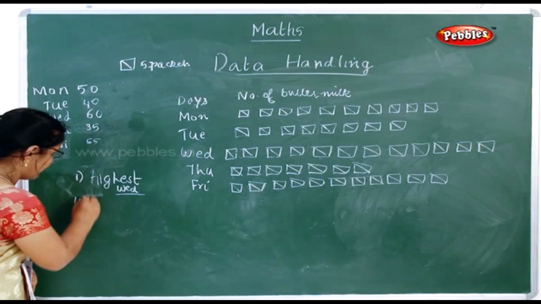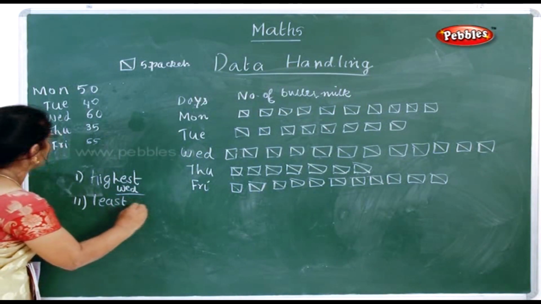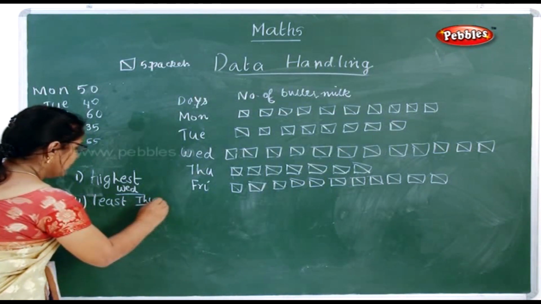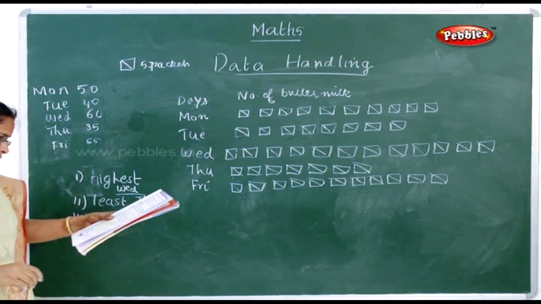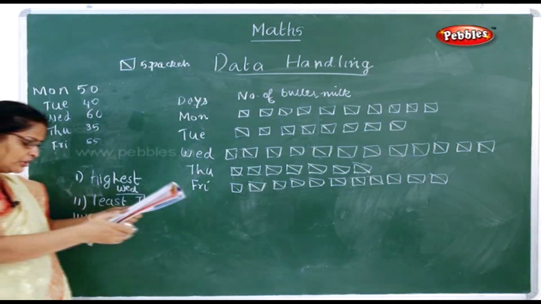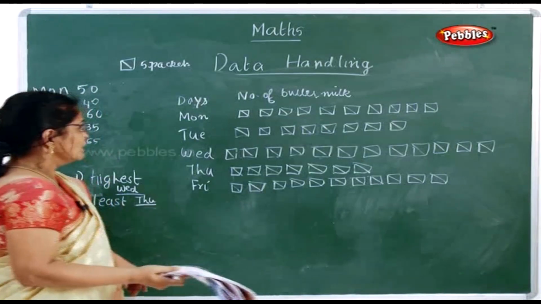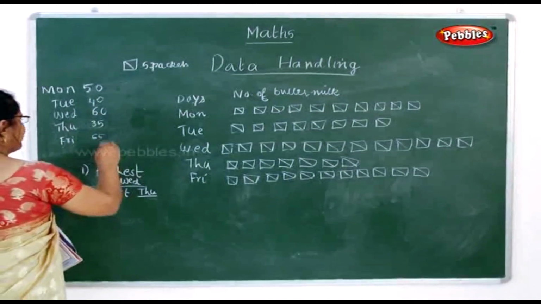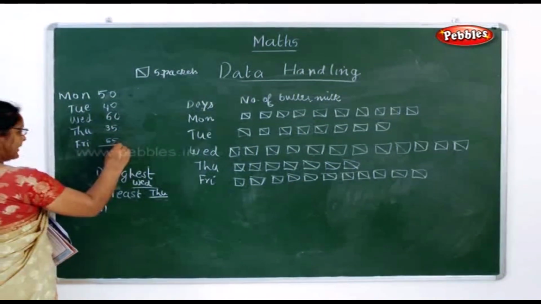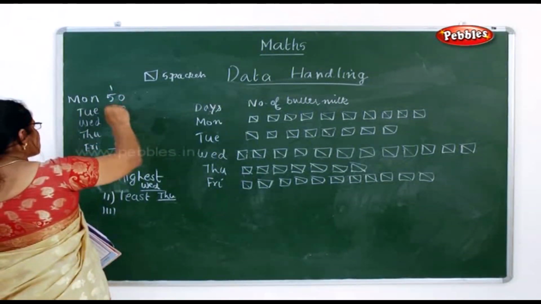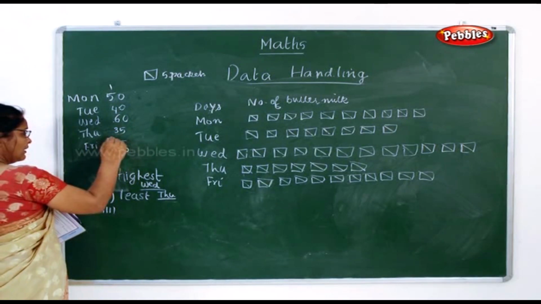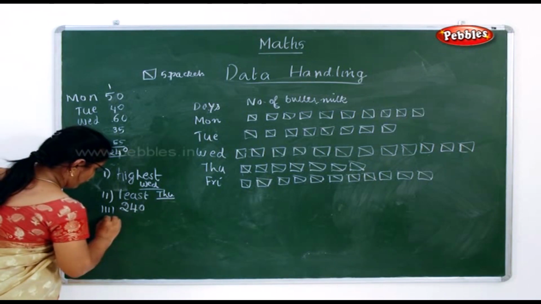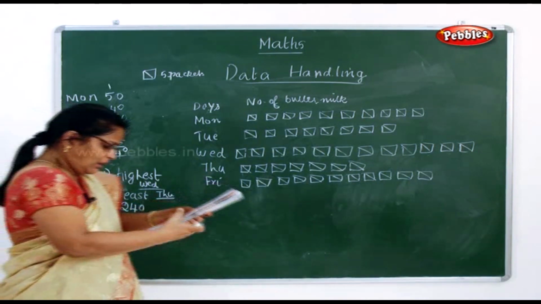Now, which was the least day? Can anyone tell me? The least day was Thursday. Now, what is the third question they have given? The total number of packets sold throughout the week was. Now, throughout the week, how many packets were sold? What you have to do is add all this. So, 0, 0, 5 plus 5, 10, 10 plus 6, 16, 16 plus 4, 20, 20 plus 4, 24. So, you have to write 240 packets were sold.